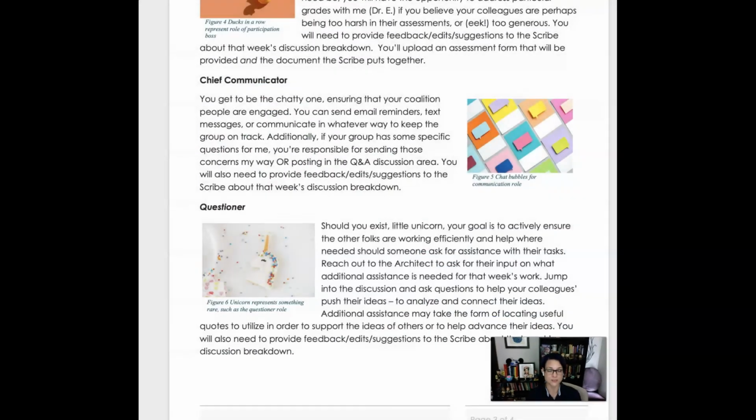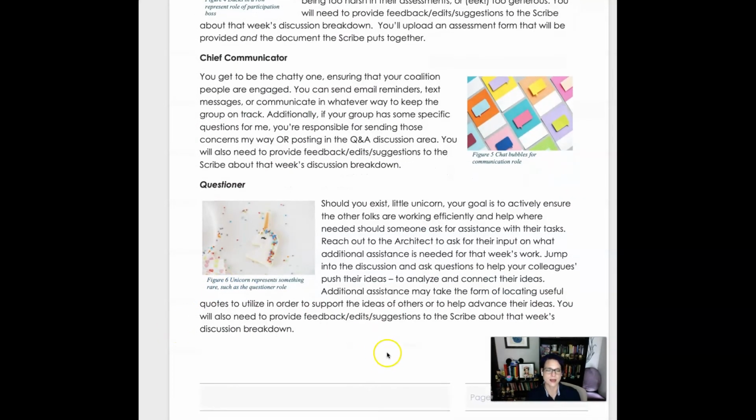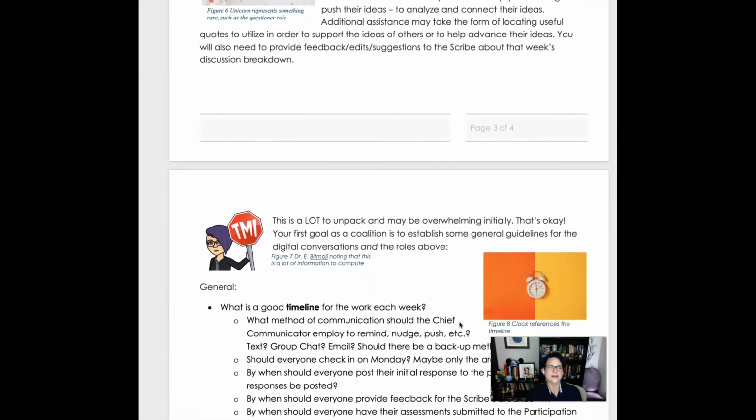Right? But ultimately, the questioner is there to question, to get into the discussion if it kind of stalls a little bit, okay? And you push the conversation along, right? You and the architect work together. All right. And of course, you'll need to provide feedback, edit suggestions to the scribe about that week's discussion breakdown.